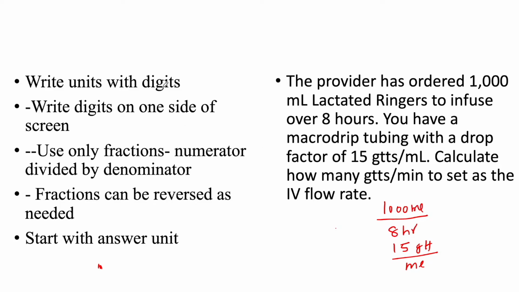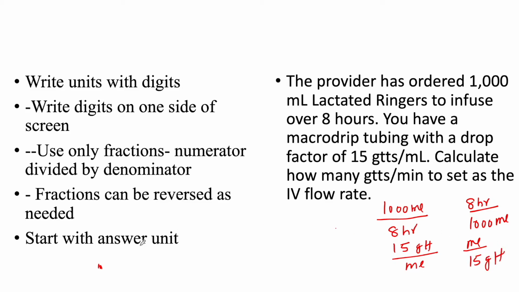And my first rule is write units with digits. So anytime we are writing a digit, we have to have a unit along with that. You can see that I have written units with these two digits, and these are always in fractions. The fraction can be reversed as needed. If I need to, I can reverse those fractions. During calculation, if it is a requirement, we can always reverse it. The same way I can reverse this if it is needed.